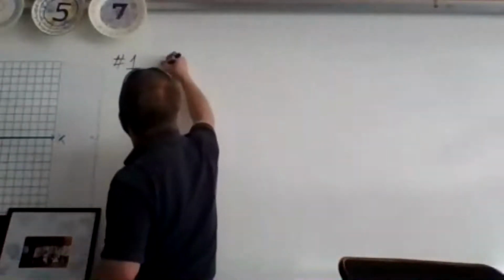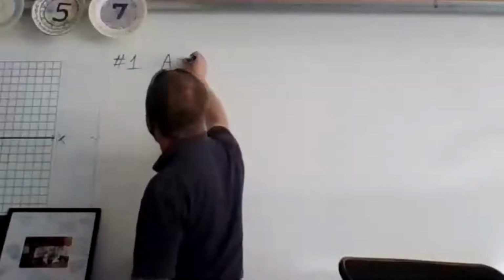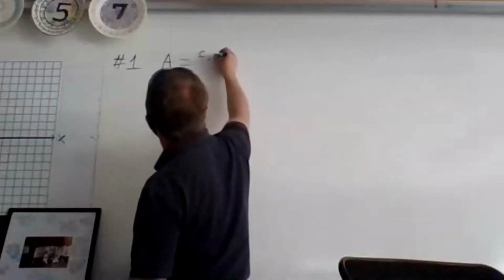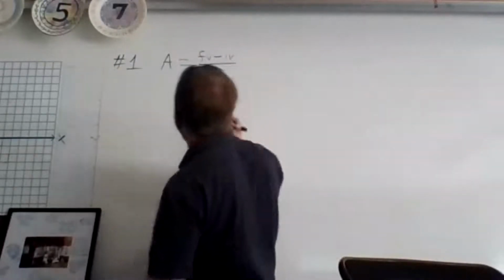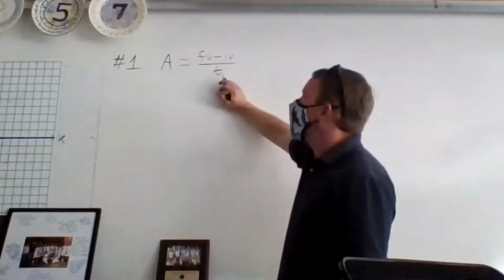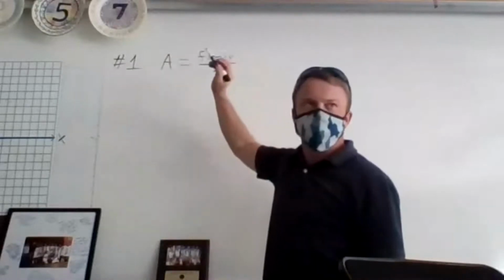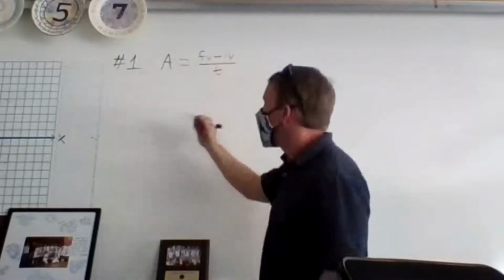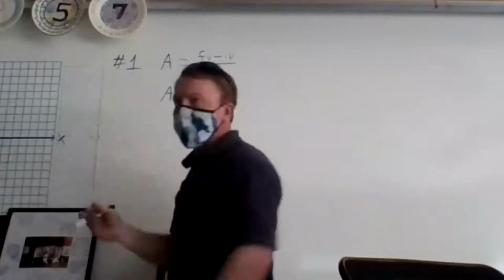Okay, here we go. So number one, we need to find acceleration, right? The formula we're using is A equals FV subtract IV divided by time. Final velocity minus initial velocity divided by time. We do this piece first before we do the division. Does that make sense? Okay. So number one, let's read it.